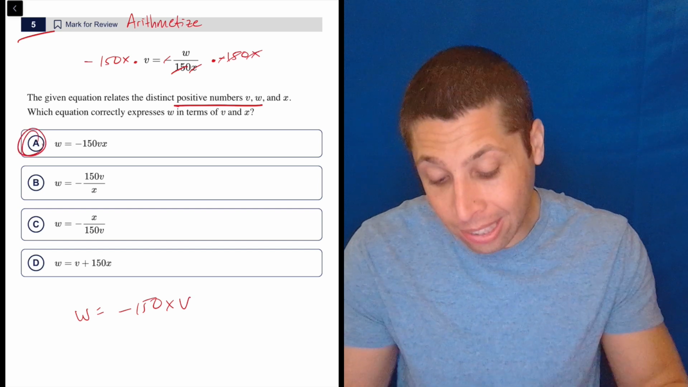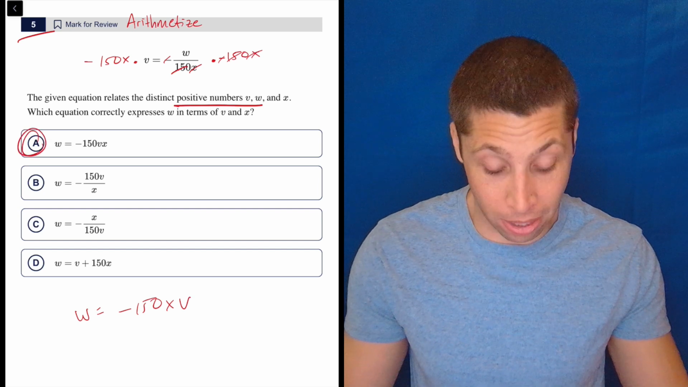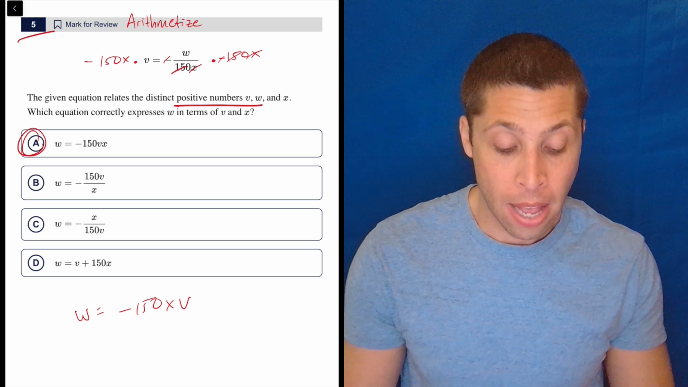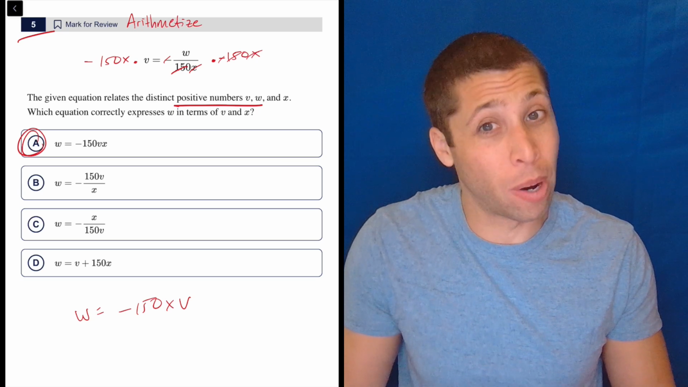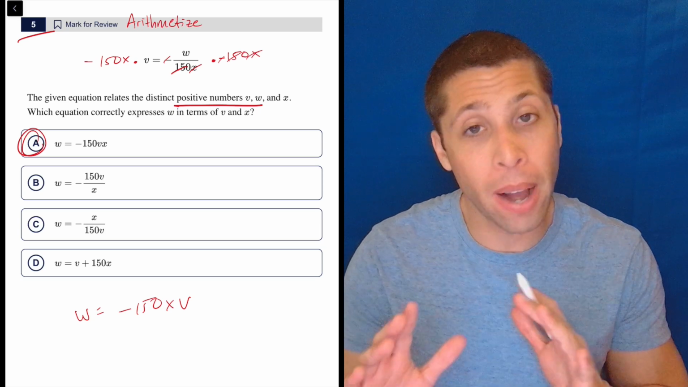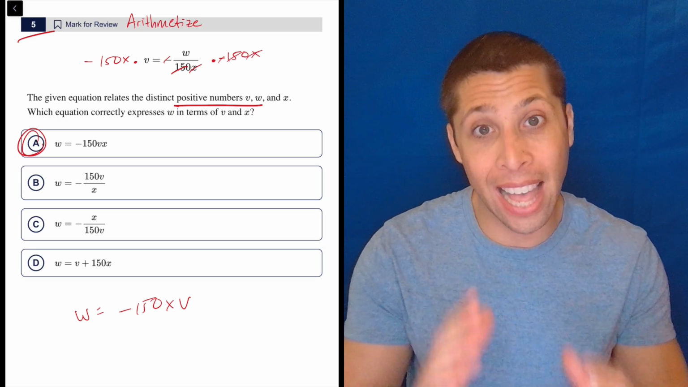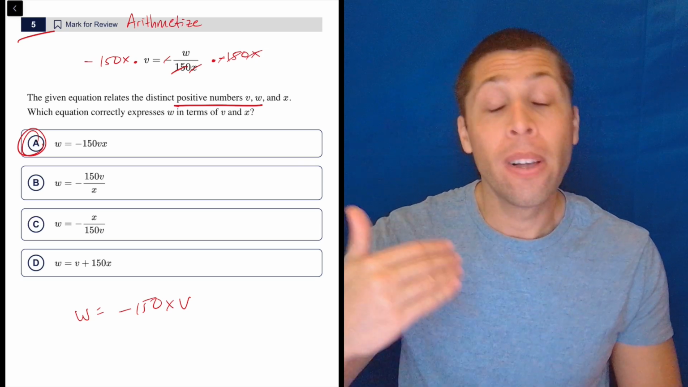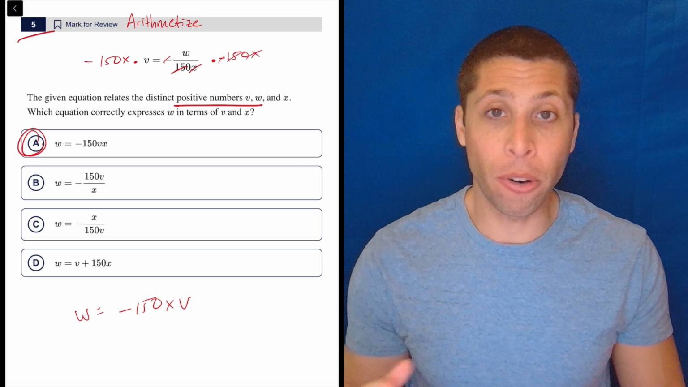And they slightly switched it around in choice A by putting the v first, but it doesn't matter because it's multiplication. So the ordering of things doesn't matter. That's it. That's a 5-second question, really. And you really would want to be good enough in algebra, even by 8th grade, 9th grade, that move is pretty comfortable for you. If you're still learning algebra, there are other ways we can solve this.